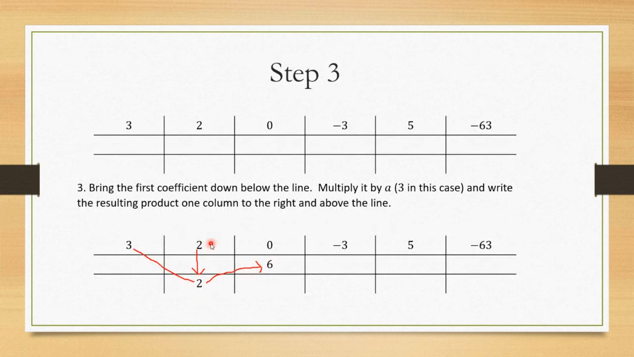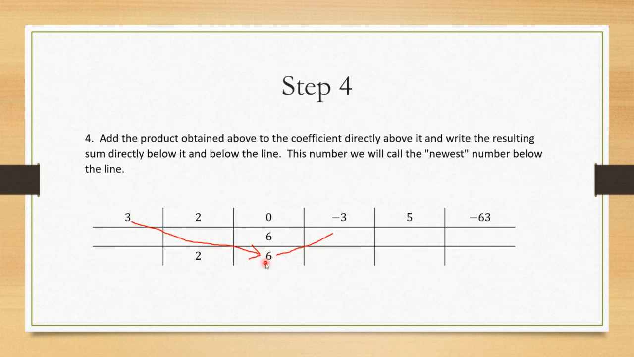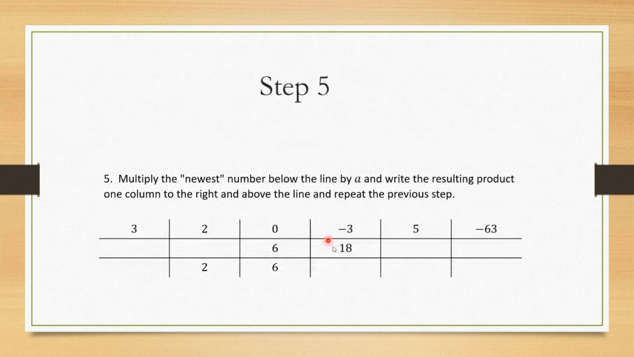Okay, so let me say it again. What did I do? The 2 comes down. We have 3 times 2. That's 6, and that product goes here. Then we're going to add 0 plus 6, and that sum is here, 6. And the whole process repeats. We have 3 times 6, which is 18. That 18 is going to go in this blank entry. Then you have negative 3 plus 18. That's going to be 15, which is down here.